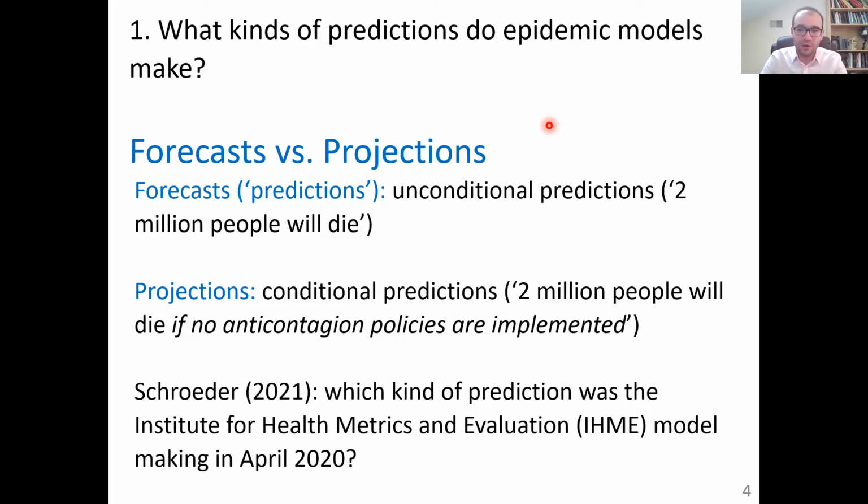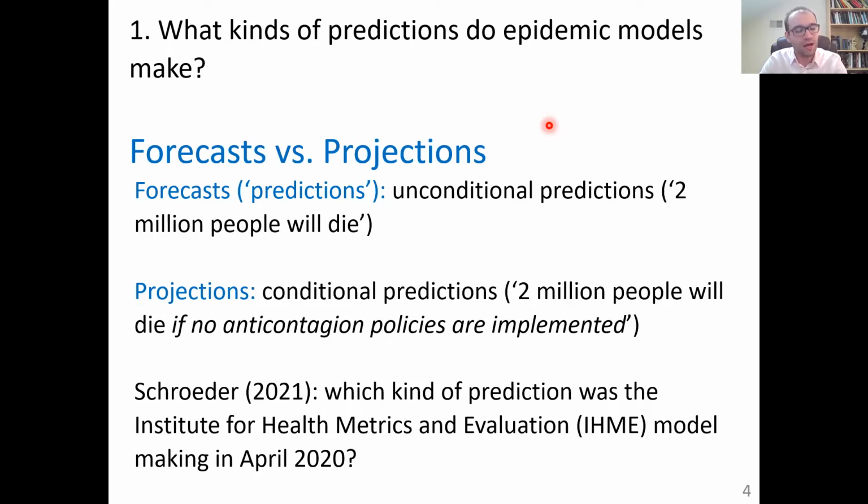And so actually, I'm just going to prefer to talk about unconditional predictions versus conditional predictions because that terminology is straightforward. So unconditional predictions are something like 2 million people will die. Okay, this is going to happen in the actual world. Projections, or what I'll call conditional predictions, are 2 million people will die if no anti-contagion policies are implemented, or if some other antecedent is attached. So they're conditionals, right? They have an antecedent, a consequent. They're not necessarily saying that this will occur only if no anti-contagion policies are implemented.